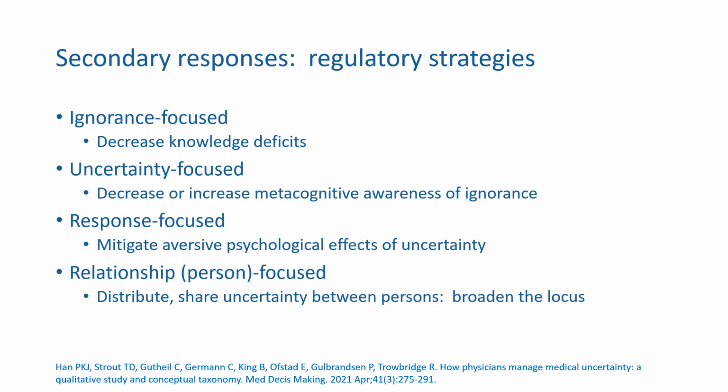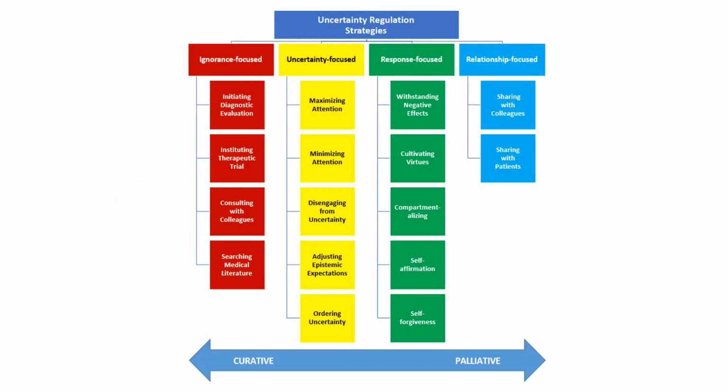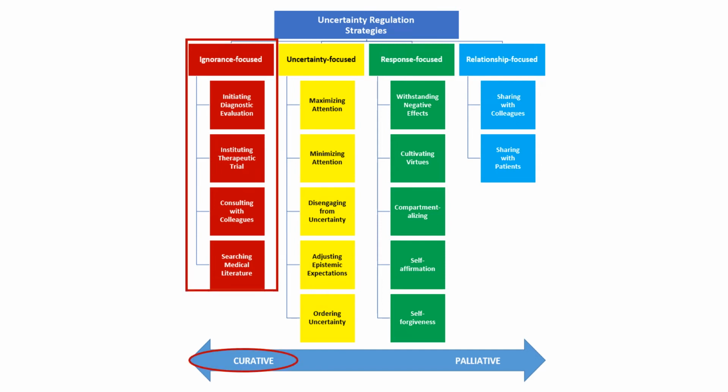Relationship-focused strategies, finally, aim to distribute or share uncertainty between persons to broaden the locus of uncertainty. The first category, ignorance-focused strategies, aim to acquire information and achieve knowledge. Specific ignorance-focused strategies consist of initiating diagnostic evaluations, tests that might be performed to clarify the diagnosis at hand, instituting therapeutic trials, consulting with colleagues, and searching the medical literature. The overall goal of these common strategies is curative. It aims to eliminate uncertainty.